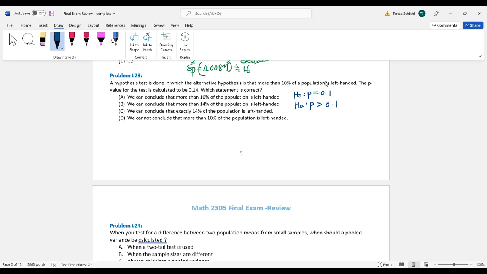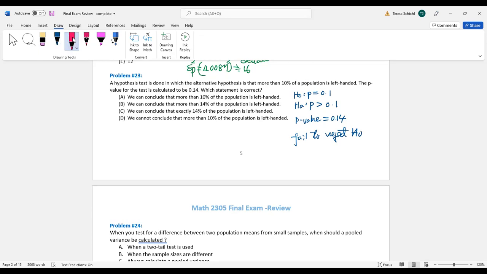And with the p-value, the p-value is 0.14. So the p-value is greater than 0.05. So what do we do here? We fail to reject H0.